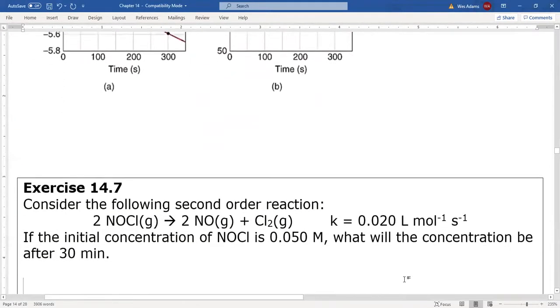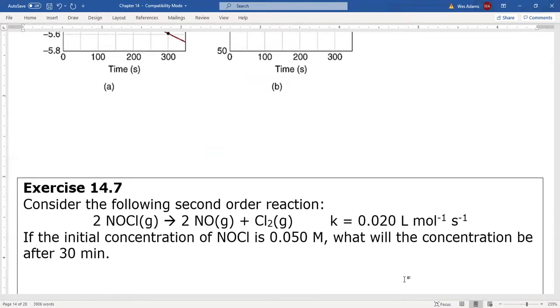So if we look at this reaction, we got two NOCl reacting to form 2NO plus Cl2 gas, rate constant equal to 0.020 liters per mole per second. If the initial concentration is 0.050 molar, what would be the concentration after 30 minutes?